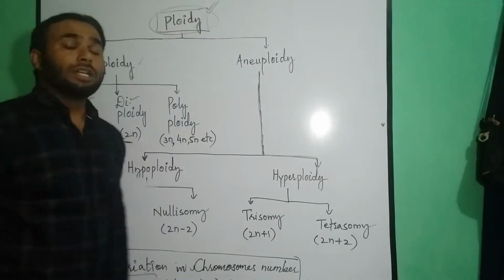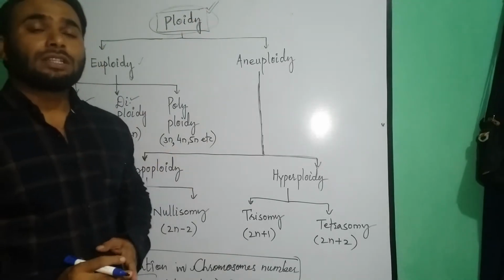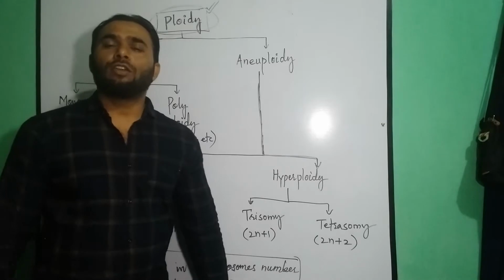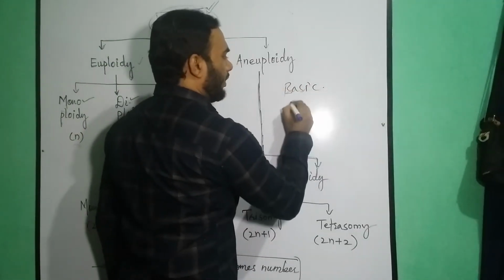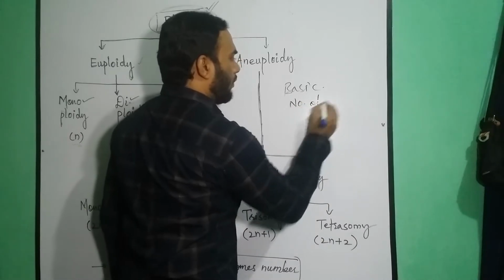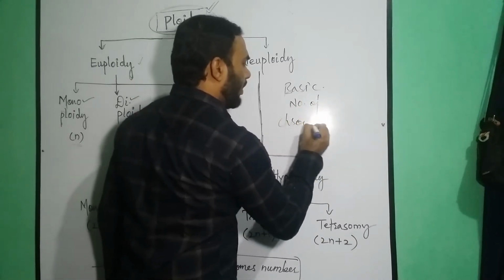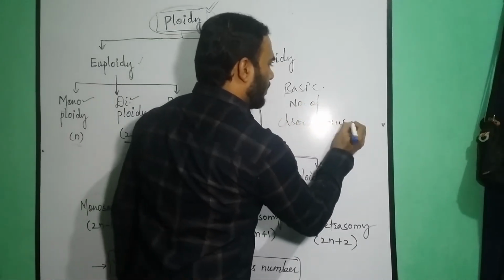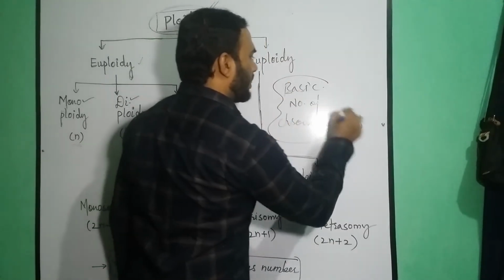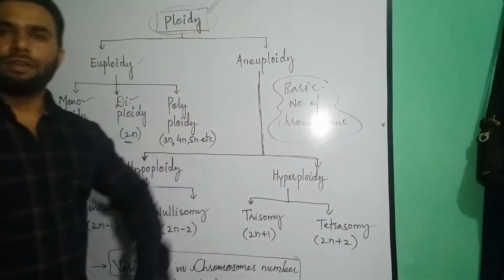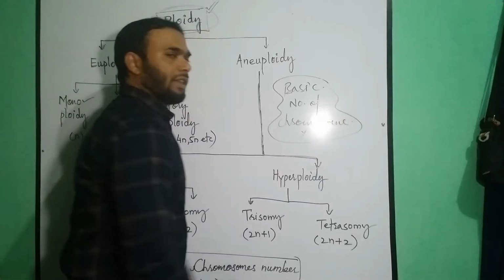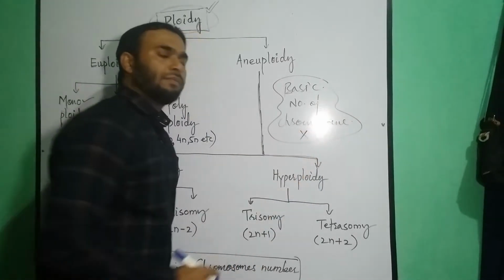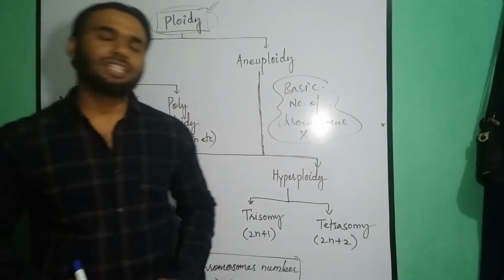What is ploidy? Dear students, ploidy means the degree of repetition of the basic number of chromosomes. It is indicated by X. So what is X? It means the basic number of chromosomes present inside the cell.